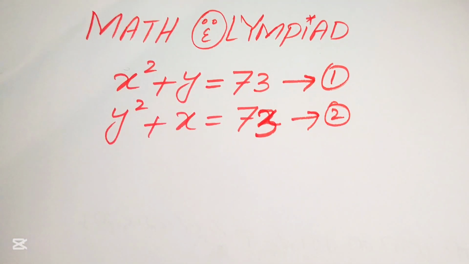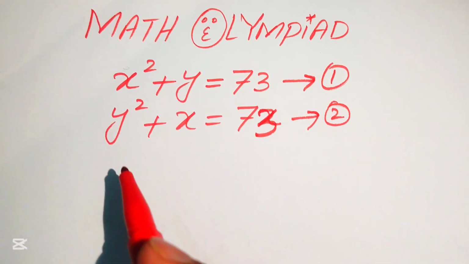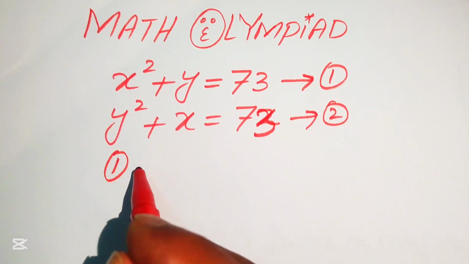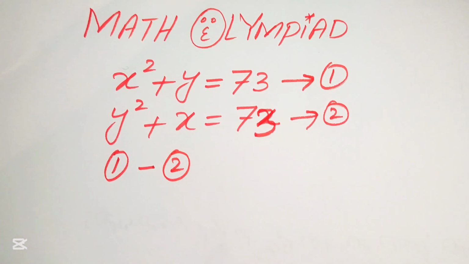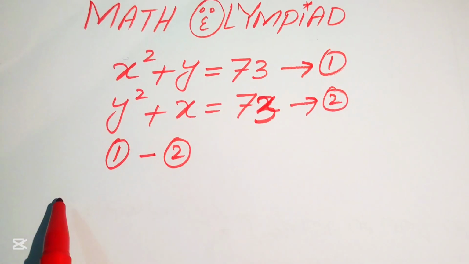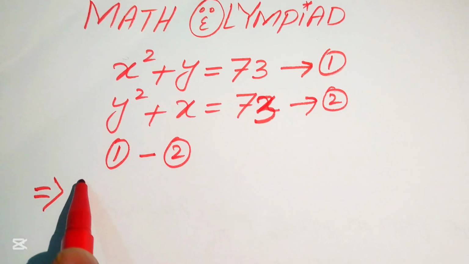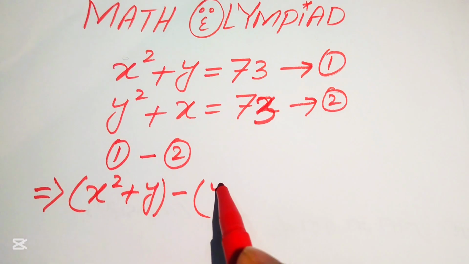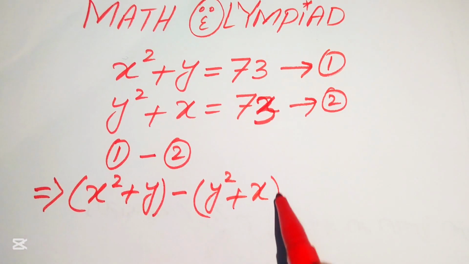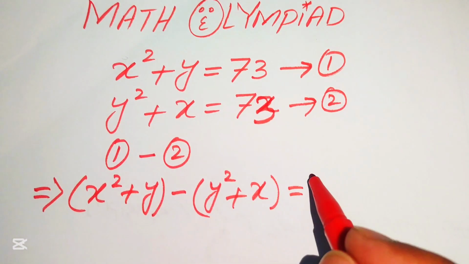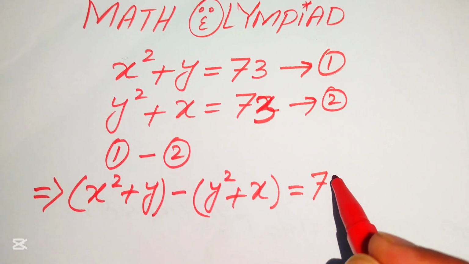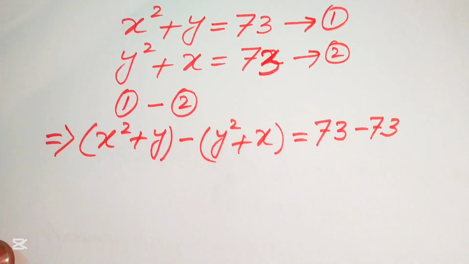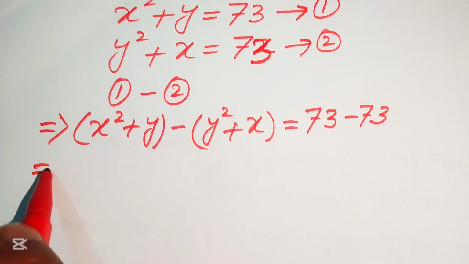And now the very first thing we are going to do is subtract these two equations, so that we subtract equation number 1 with equation number 2. It means that the left hand side is subtracted with the left hand side, and we write it as x square plus y minus y square plus x equals to, when you subtract these two values, 73 minus 73.